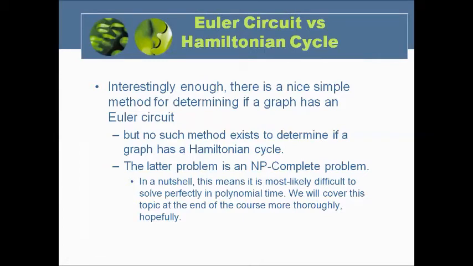Interestingly enough, there is a nice simple method for determining if a graph has an Euler circuit, but no such method exists to determine if a graph has a Hamiltonian cycle. So the latter problem is an NP complete problem. In a nutshell, this means it is most likely difficult to solve perfectly in polynomial time.